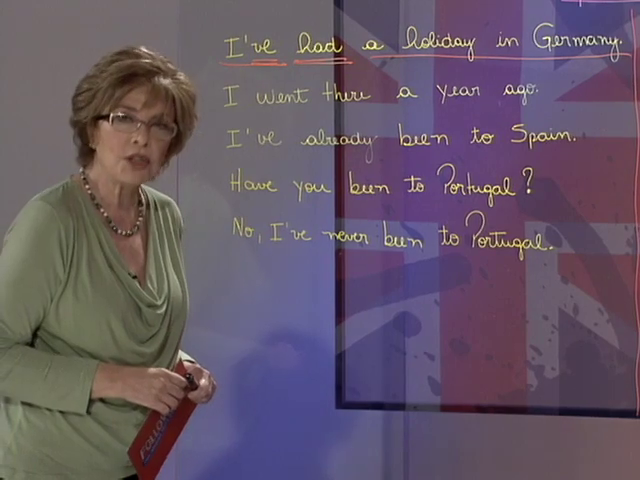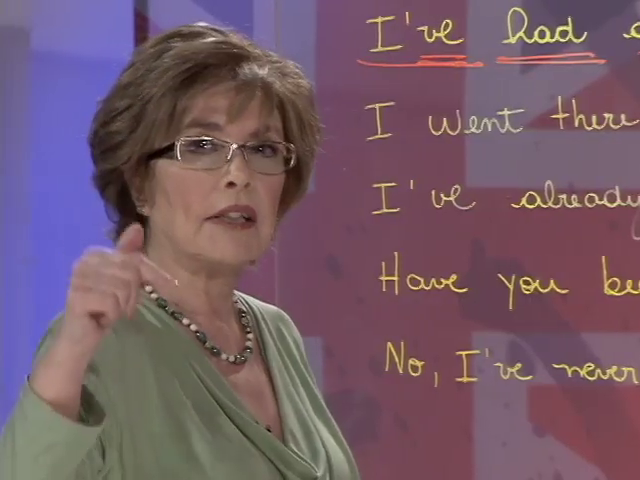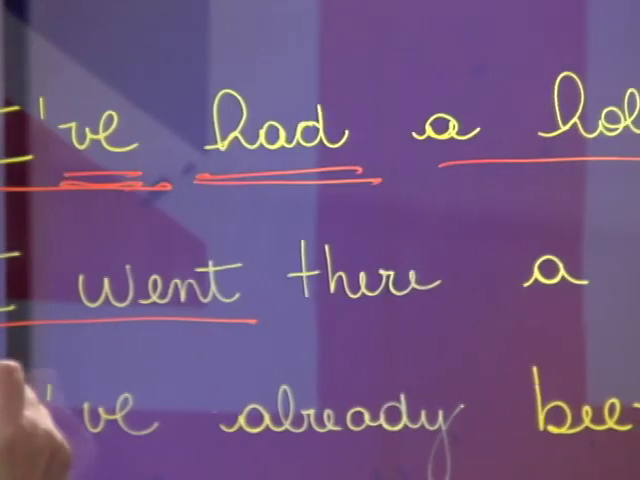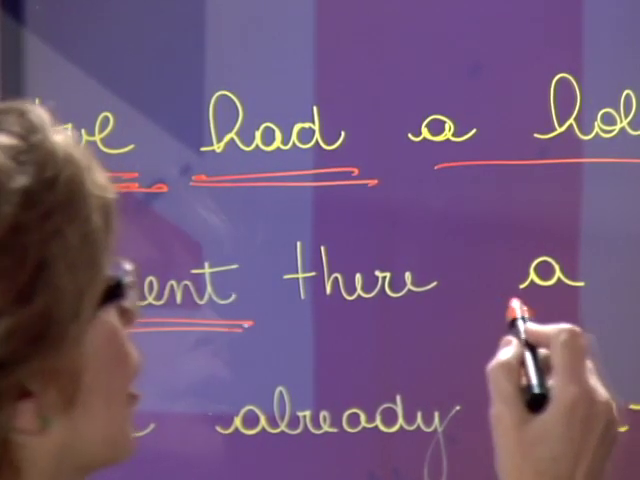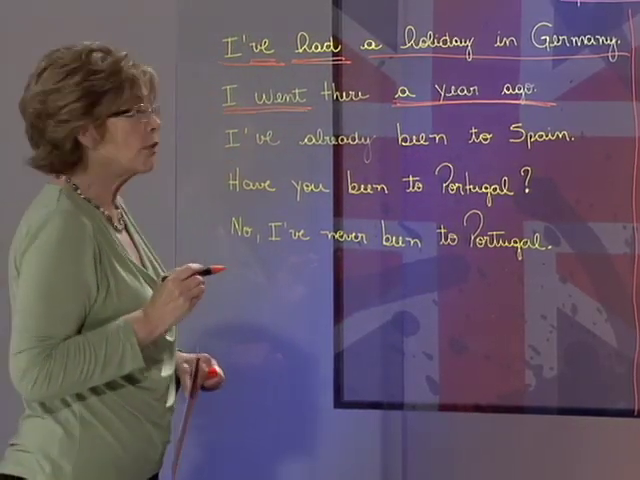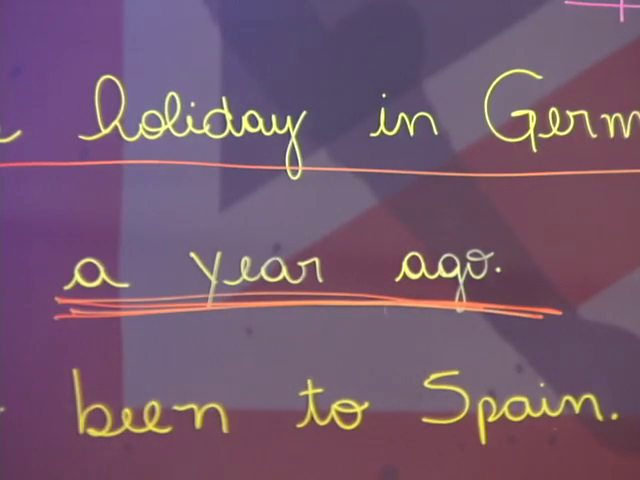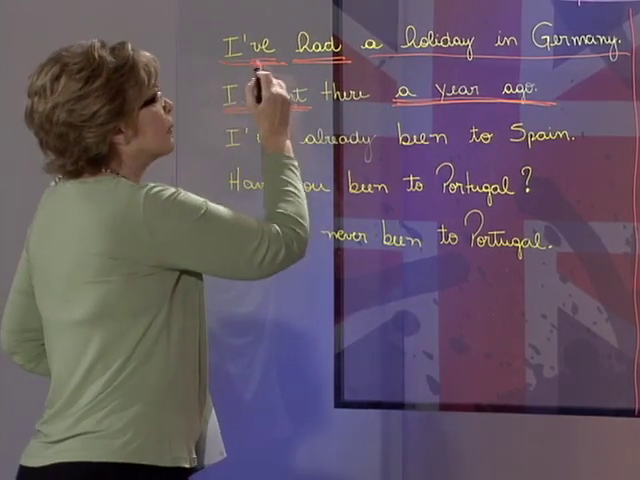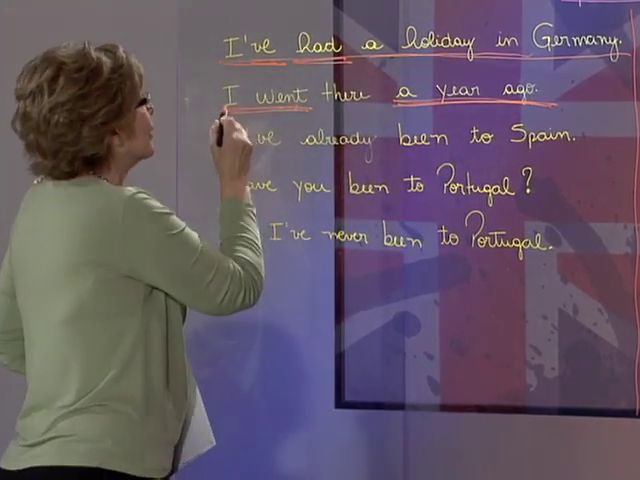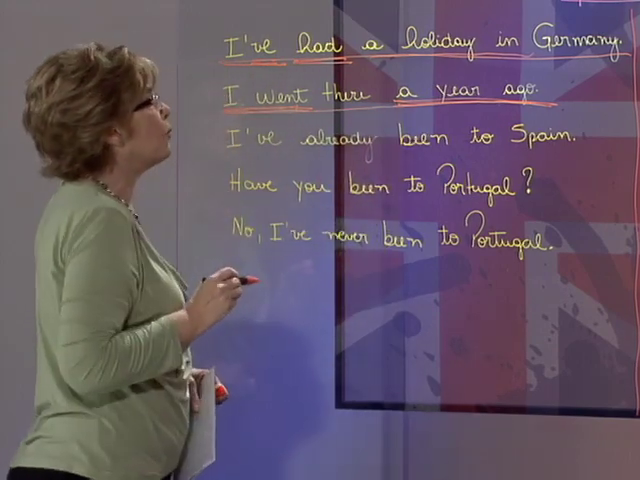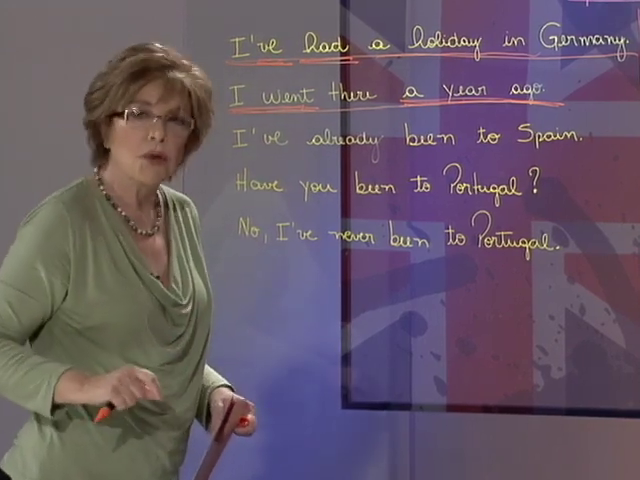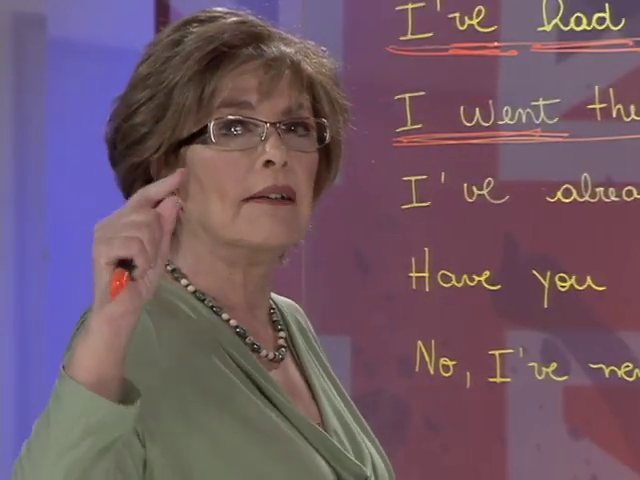I've had a holiday in Germany. Repeat. I've had a holiday in Germany. Very good. I went. Aqui o passado simples. Eu fui quando? A year ago. Está mencionado o tempo aqui. Quando o tempo está mencionado, você usa o past, I went. Aqui não estava mencionado o tempo. Fala que eu fui, mas não diz quando. Aqui está mencionado, I went there a year ago. Quando foi? A year ago. I went there a year ago. Repeat, I went there a year ago.